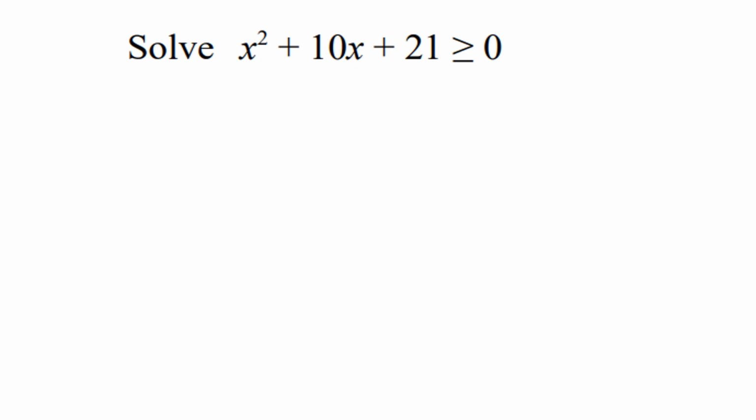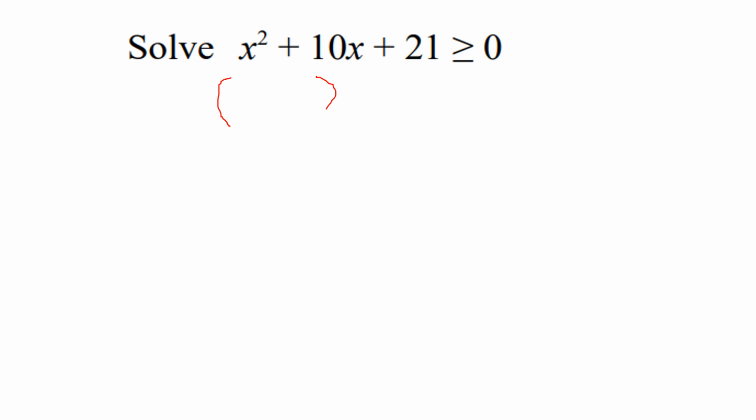GCSE 9 to 1 maths, solving a quadratic inequality, so grade 9 GCSE algebra in roughly 126 seconds. Okay, let's go. We are asked to solve x squared plus 10x plus 21 greater than or equal to 0. Step 1 is to factorize the quadratic.